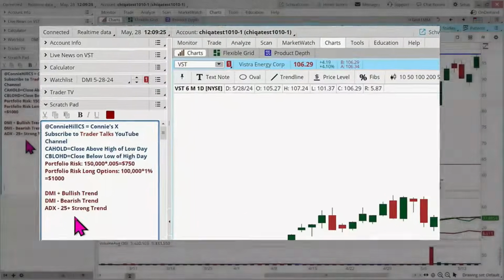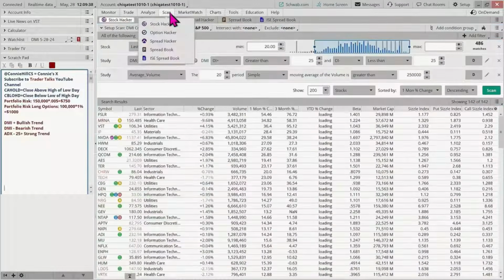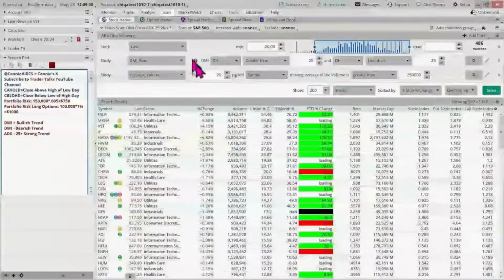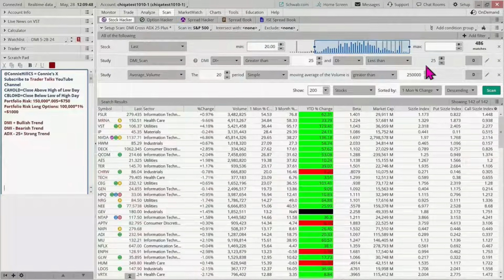So we're in a trending environment, and we're going to be looking for something that's trending strongly. Let's go back to our scan here. So now you have an idea of what this DMI greater than 25 and the DI minus less than 25 means, right? Hopefully they're going in opposite directions here.